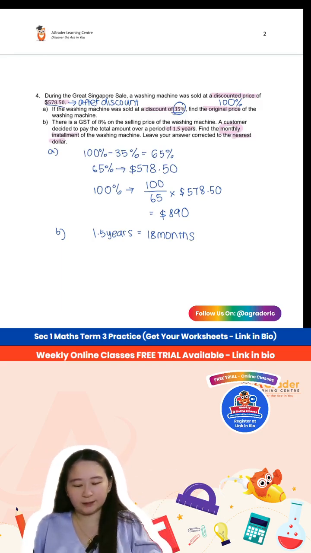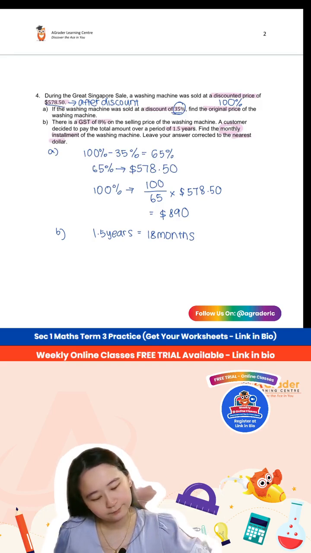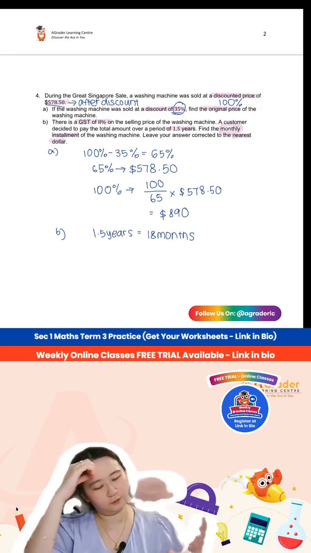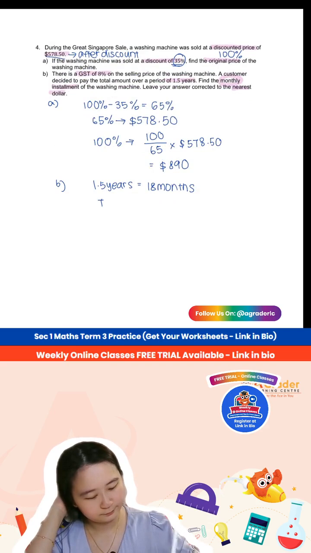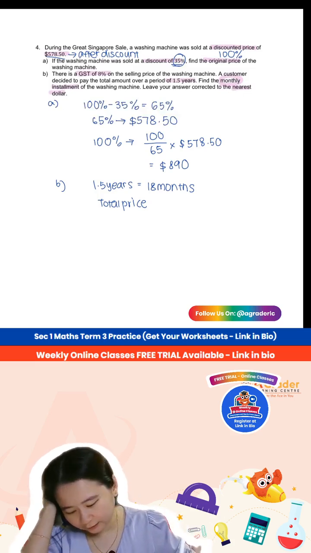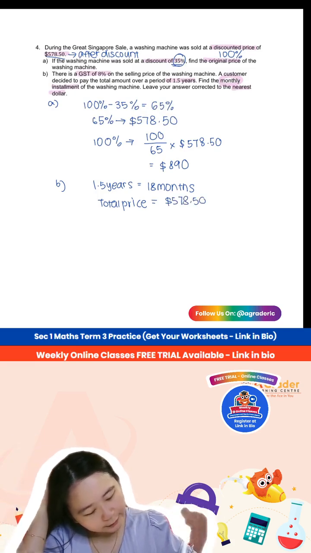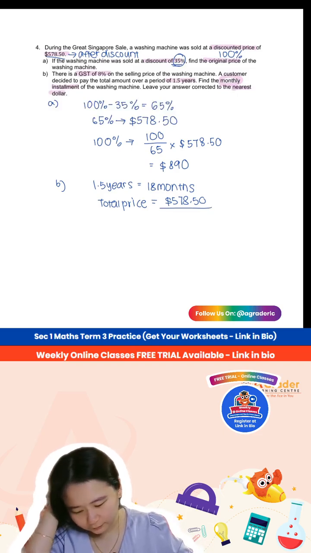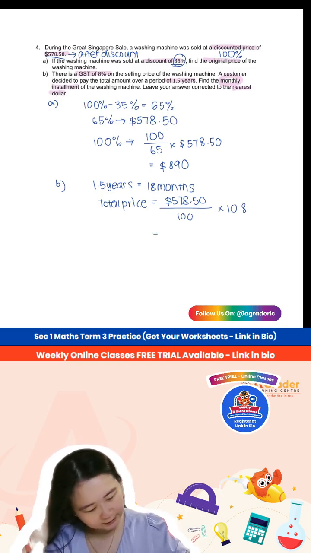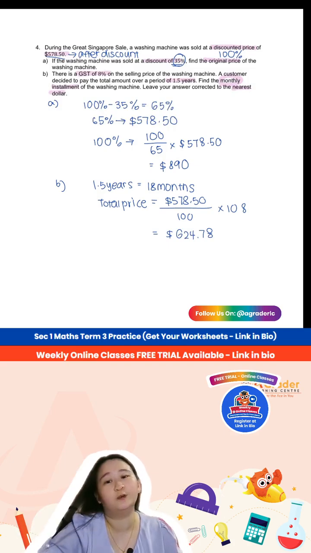So the total price has to include the 8% GST, therefore we can find the amount that is needed to be paid first. So the total price will be, take note, I'll use the selling price here because that's after discount, divided by 100% times 108% including the GST. So this customer needs to pay $624.78.